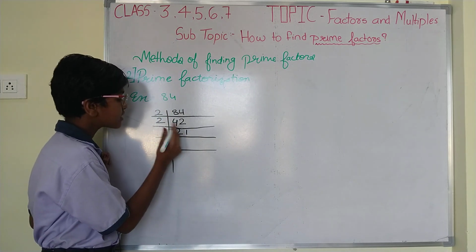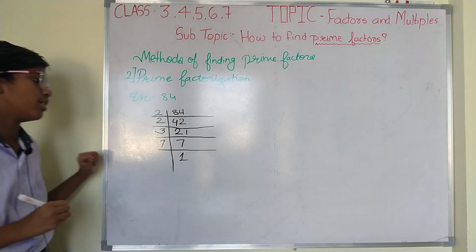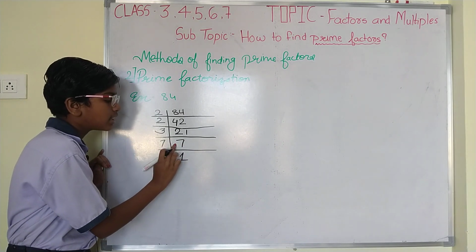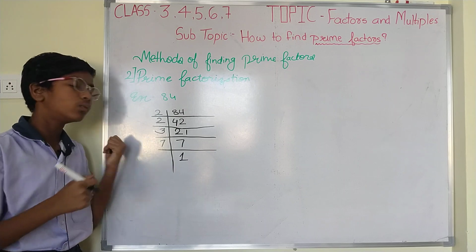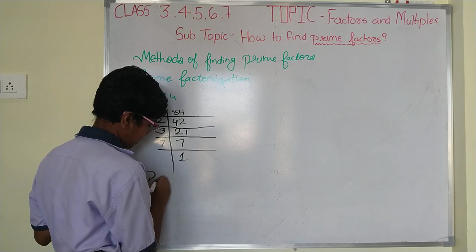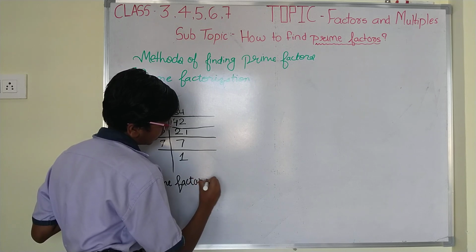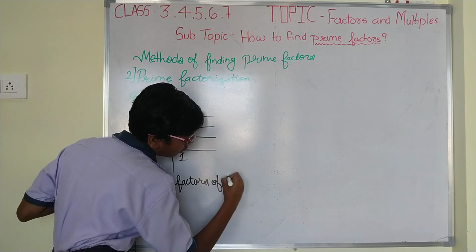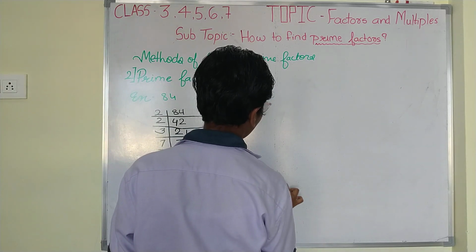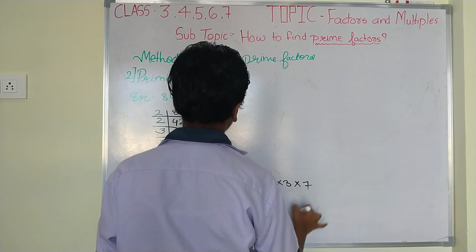So I know 3 7s are 21, so I'll write 3 and 7. Then I'll write 7 1s are 7. 7 you have. Now here I got a prime number. So when I get a prime number here, I'll just say prime number into 1 equals to that prime number. So 7 into 1, 7. So prime factors of 84 are 2 into 2 into 3 into 7. 2 2s are 4, 4 3s are 12, 12 7s are 84.